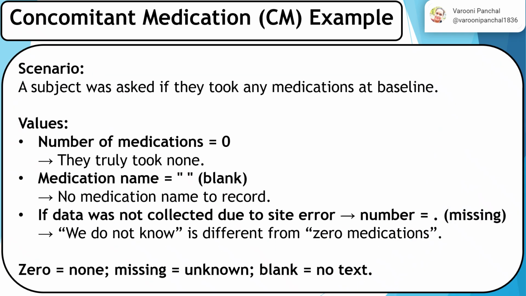Concomitant medication example. Scenario: a subject was asked if they took any medications at baseline. Values: number of medications is equal to 0. That means they truly took none of the concomitant medications. If the medication name is blank, that means no medication name to record. If data was not collected due to site error, number is equal to missing. That represents we do not know, which is different from 0 medications. 0 represents none, missing is equal to unknown, blank is equal to no text.